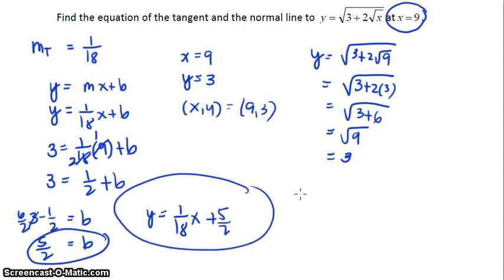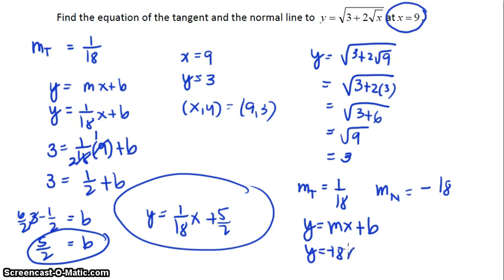Now to find the equation of the normal line, you just need the relationship of the slopes. If the slope of the tangent line is 1 over 18, the slope of the normal line is the negative reciprocal of 1 over 18. So positive to negative, and 1 over 18 will turn into 18. And then simply follow the equation. So this is y equals negative 18x plus b. So the normal line also passes through the point 9, 3, so you can use that for your x and y.